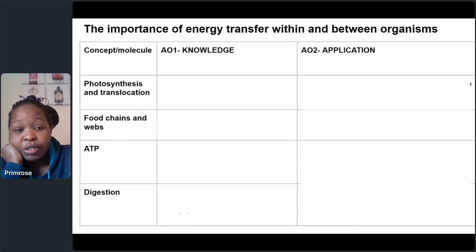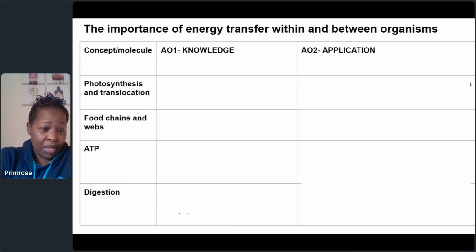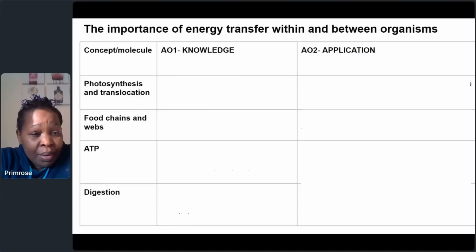You could include how energy is actually transferred, so the energy currencies of the cell. So ATP is one of them. You could include NADP, reduced NADP, FADH. You could include details of digestion. Just make sure that whatever you're including, you're answering within and between organisms.